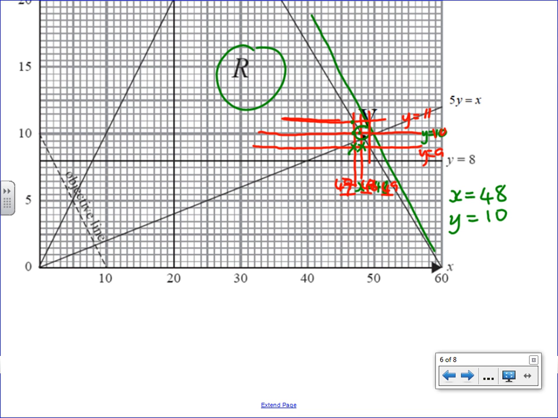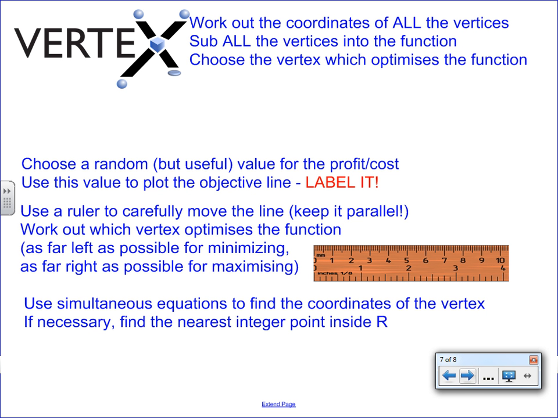So we could test if they're in the region, and then once we know which of those 9 integer points are in the region, we could put them all into the profit and see which one is going to give us the biggest profit. But the important thing is that we stay in that region, that we don't deviate from that region. Brilliant. So in summary, we've got two methods.